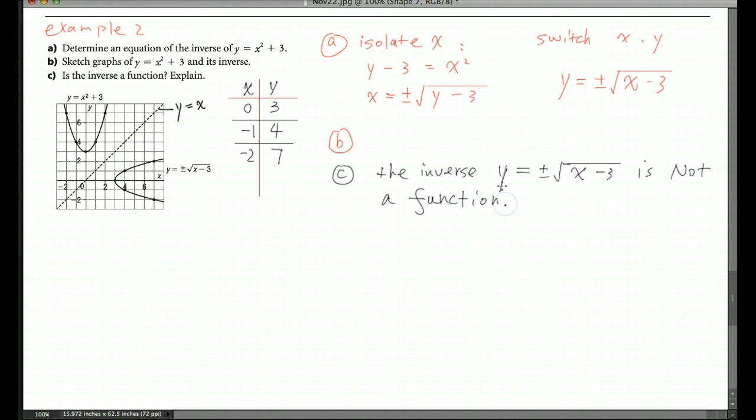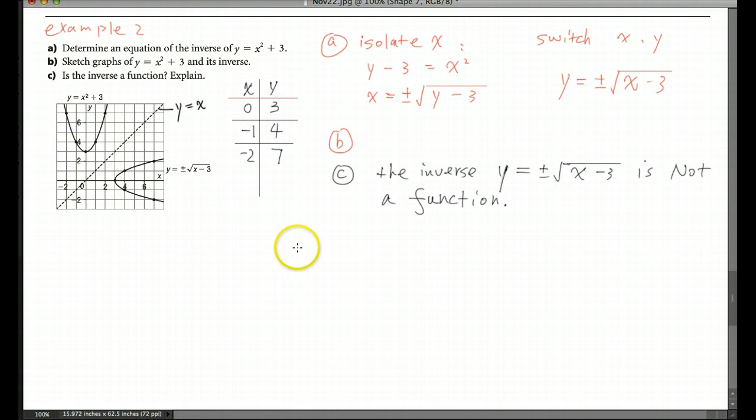It's not only that you can look at it as a graph, it's actually easier to look at it as a function itself. Because for any x except 3, if it's 3, you get 0, and plus minus 0 is the same thing. But anything else, like when x equals 4, 4 minus 3 equals 1, square root equals 1, so you get plus or minus 1. That's two values, so it's not allowed for a function.